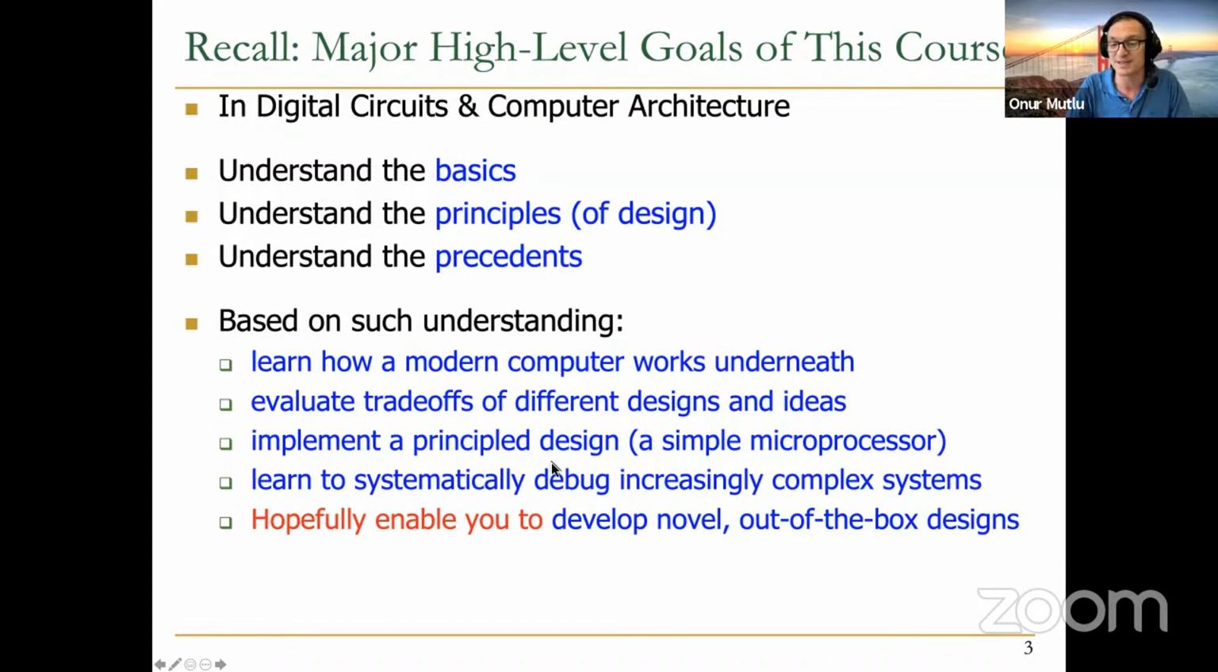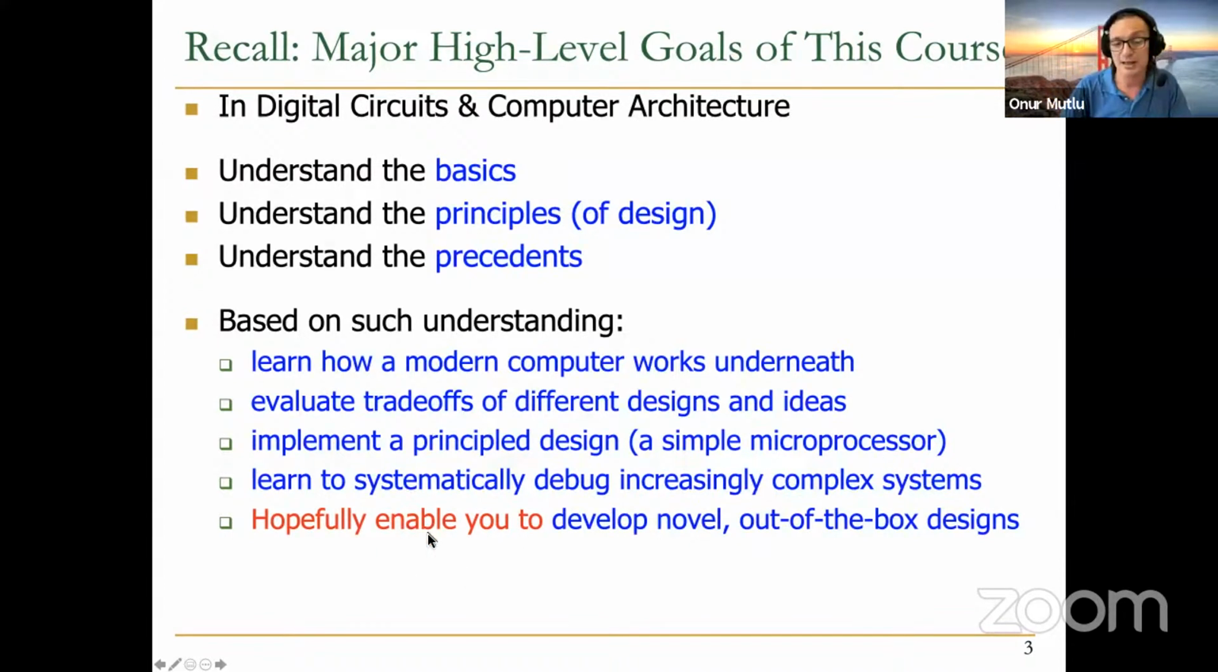And we've implemented principled design, a simple microprocessor with all of its idiosyncrasies, and you've done it in FPGAs with all of the FPGAs' idiosyncrasies. So hopefully you learned from that exercise a lot. And hopefully you learned to systematically debug increasingly complex systems during your labs as well.